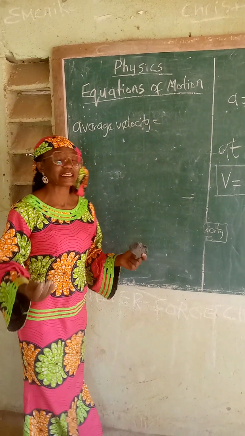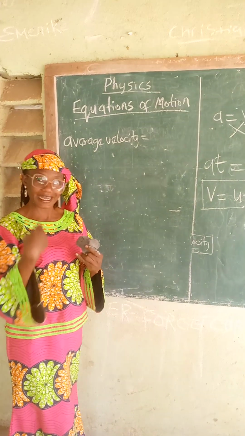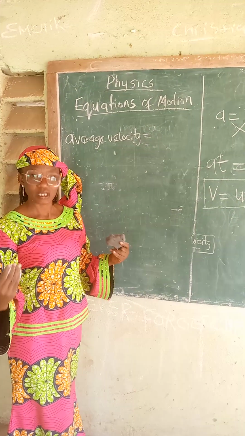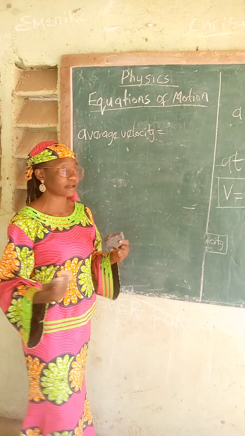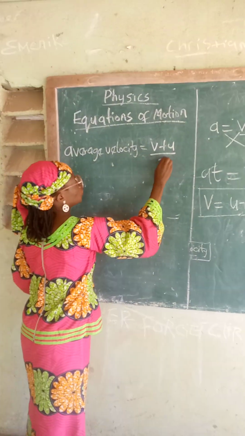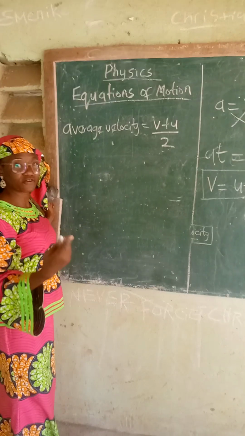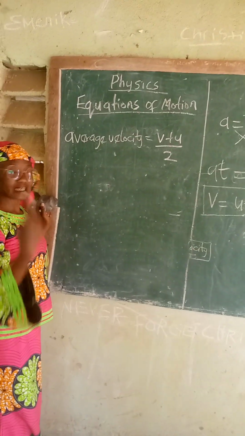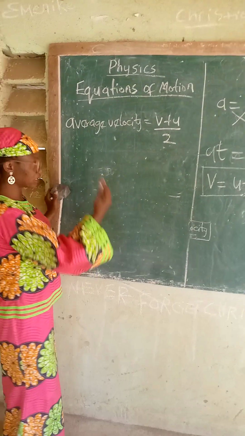Just like you want to find the average of two ages, like my age and yours, you simply add the two ages and divide by 2. It's the same thing we are doing here. Final velocity plus initial velocity divided by 2, which is v plus u all over 2. This is the first formula. We'll be using the second formula that we also know, which is average velocity is equal to displacement over time. But let's deal with this first.